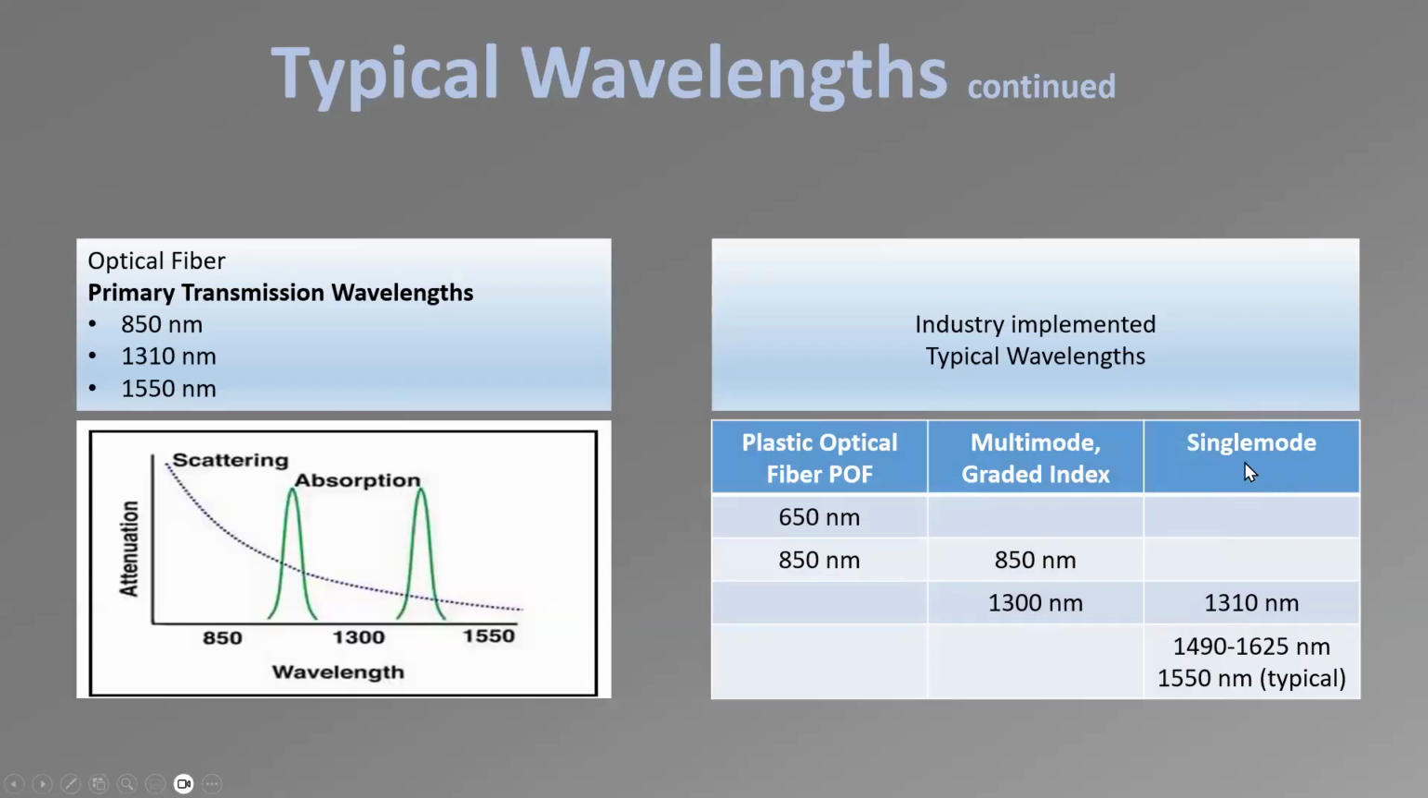Typical wavelengths for multimode and graded index would be 850 nanometers and 1300 nanometers. And for single mode, typical wavelengths would be 1310, 1490 to 1625, and 1550 being the typical wavelengths that can be transmitted.